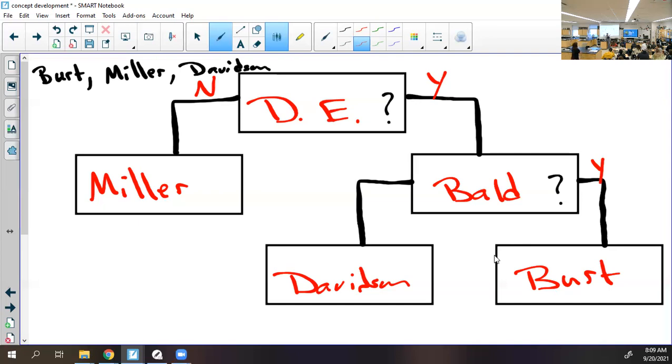So you wouldn't say Miller is not bald, right? Miller's not bald, but why is he not in this box? Tell your partner. Okay, because he was already removed, right? He was not on the list to ask questions about anymore. So one way to go wrong is if you have the same thing at the end in two different spots.